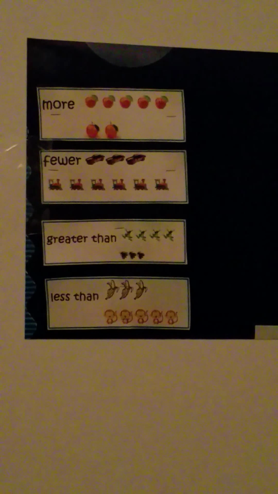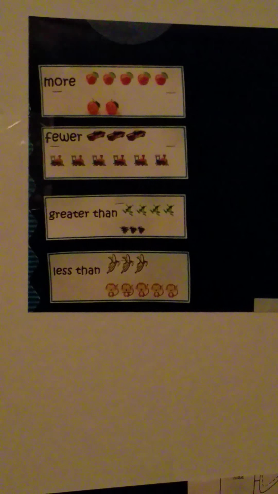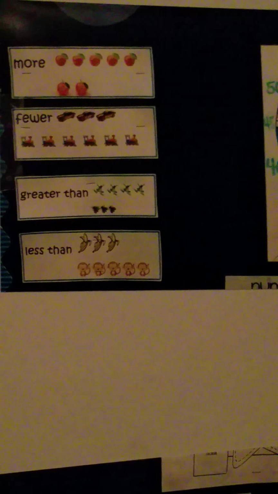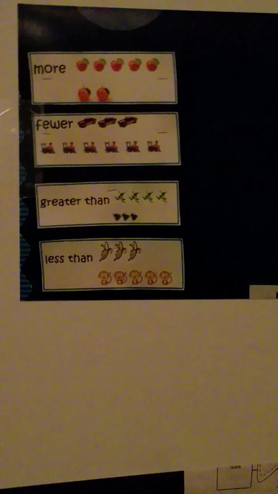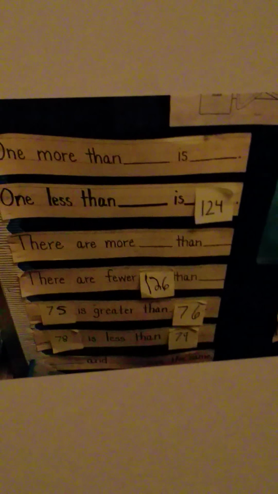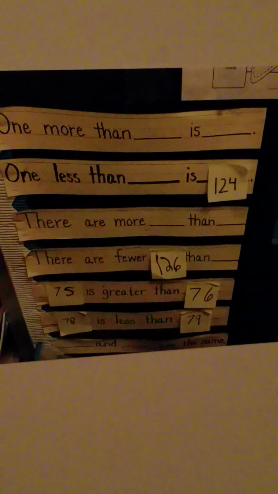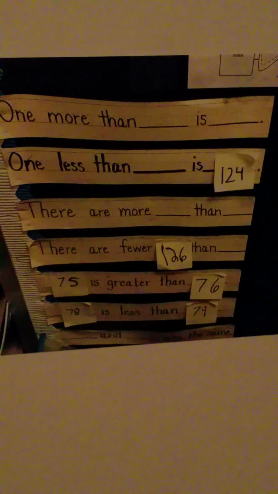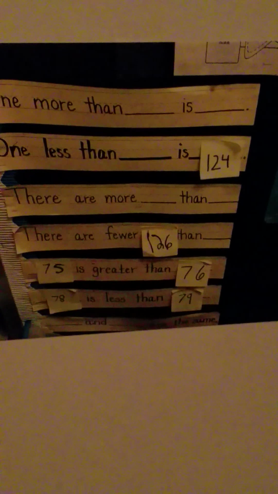Another thing on an interactive math calendar is teaching the students more, fewer, greater than, and less than. Here I chose to use pictures. You can also use sentence stems. It just depends on what grade you would like to teach. For me, it will be first grade. So I think I would use both because this allows students whose reading skills may not be on level, but you still want them to participate every morning. So you can use the sentence stems and you can use the pictures.